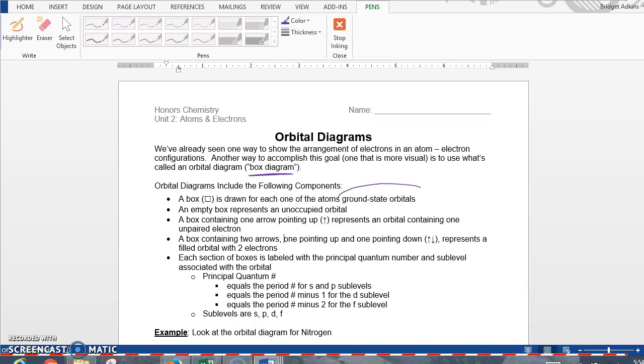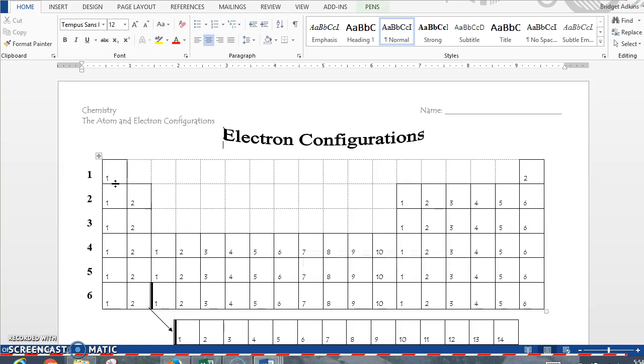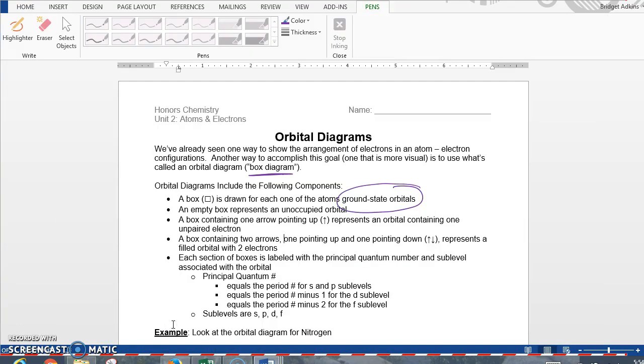So what we did in class already was we wrote what are called ground state electron configurations. So we used our colored periodic table. We colored in the S, these first two columns, the P with these 6 groups over here, the D, and then the F, and then we practiced writing electron configurations. So that's great, but it's not really as visual as what you're going to find in an orbital diagram.